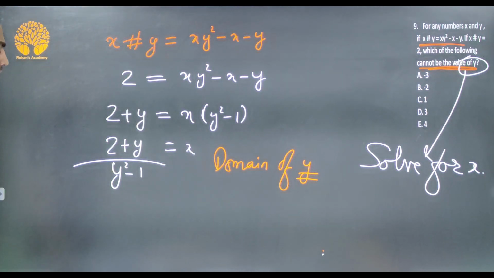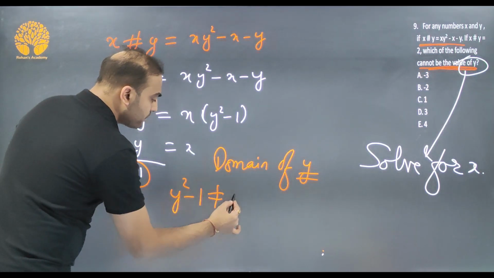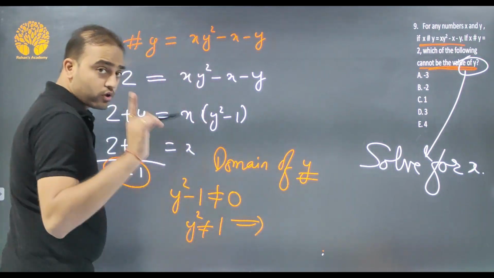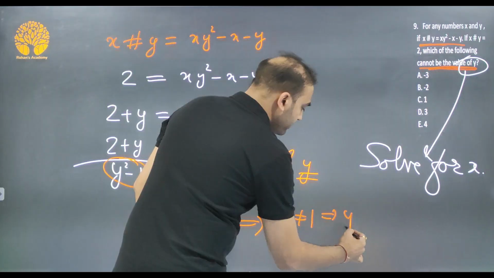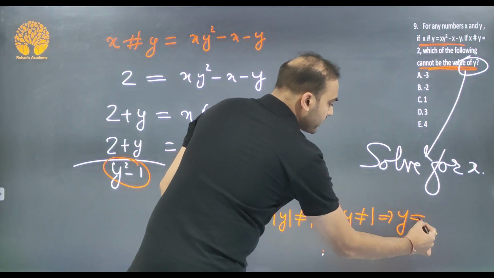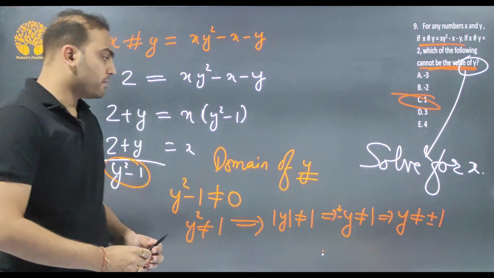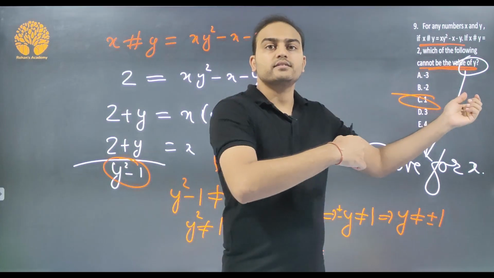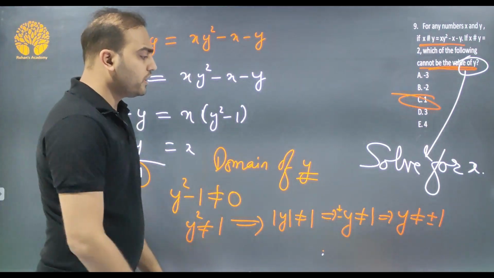What do we know about domain? There is no square root here, but there is a denominator. Denominator cannot be 0, so y square cannot be 1. Whenever we take the square root of a variable, it is modulus, so mod y cannot be 1. Simplify it, y cannot be plus or minus 1. Remember, the important point here is, if they ask which of the following cannot be y, solve for x, isolate x, so that you can make a function in terms of y.